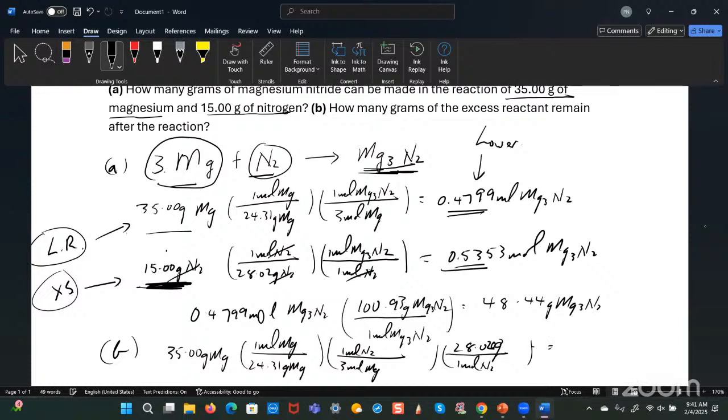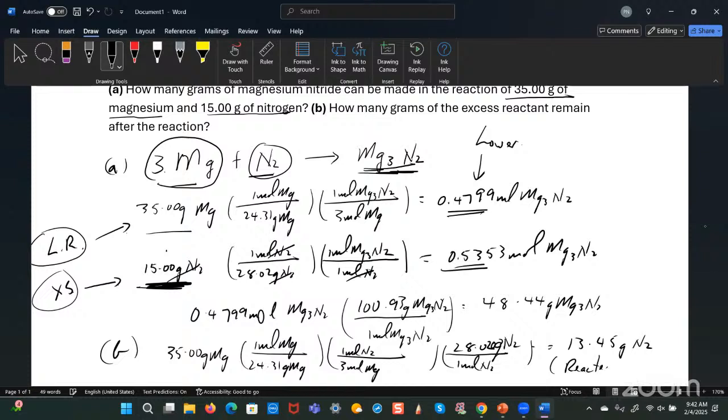So let's see what that gives. 35 divided by 24.31 divided by 3 times 28.02. Okay, so according to my calculations, the mass of the nitrogen that reacts would be 13.46. Okay, so 13.45 grams of N2. So this is the amount of nitrogen that reacted.